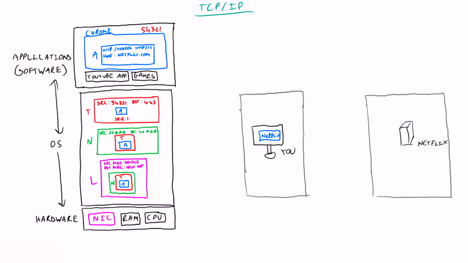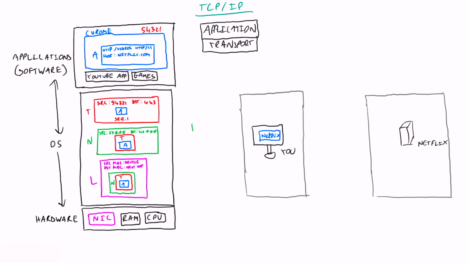But we're not done. We have now just done the application layer here, right? And we've done the transport layer. Now we need to do the network layer. The network layer is going to take our transport layer packet, which already contained our application layer packet, and add even more information to it. So it's going to add the IP addresses, the source and destination IP address.